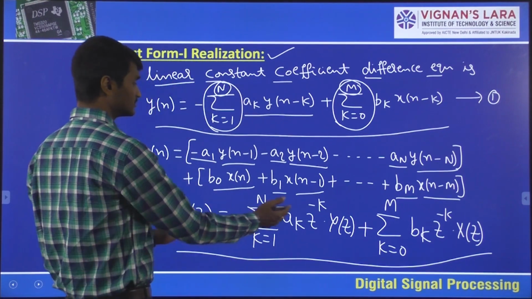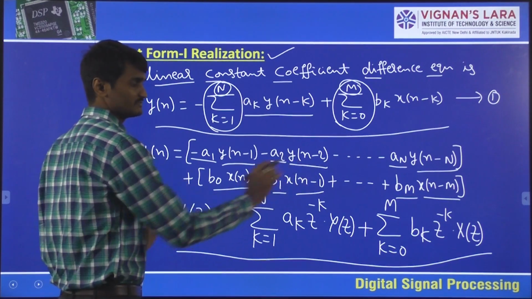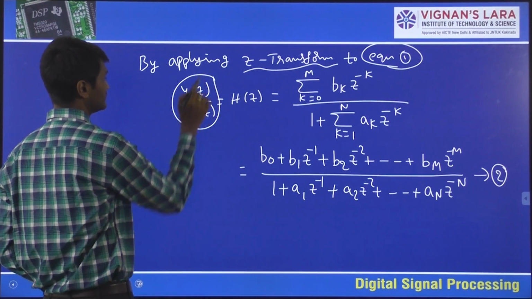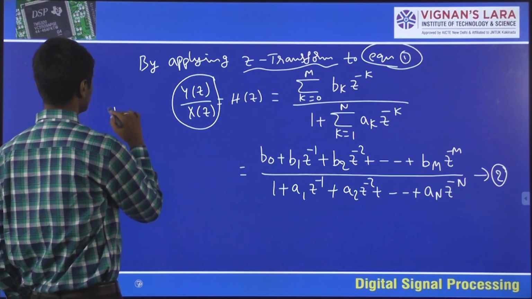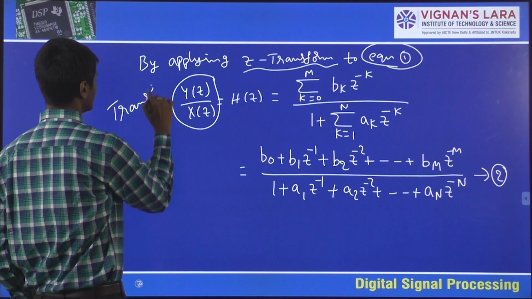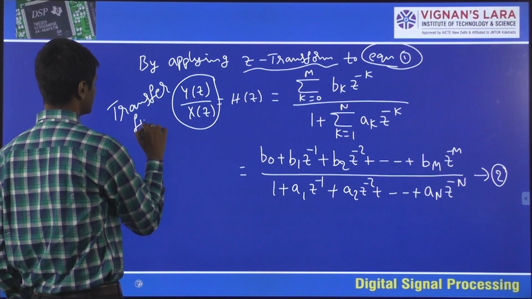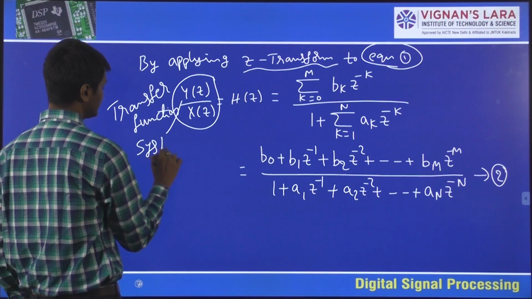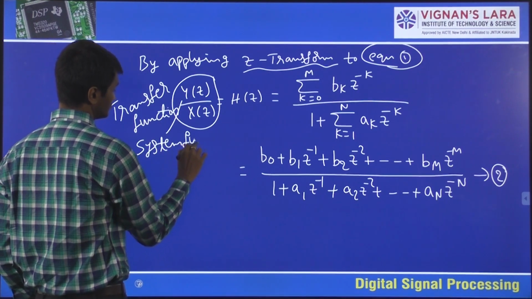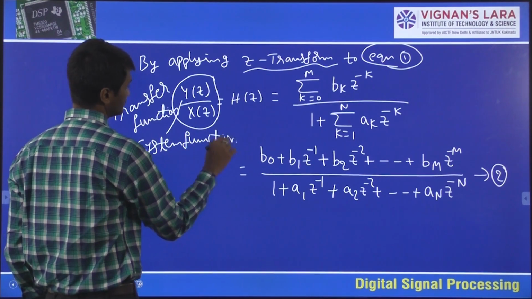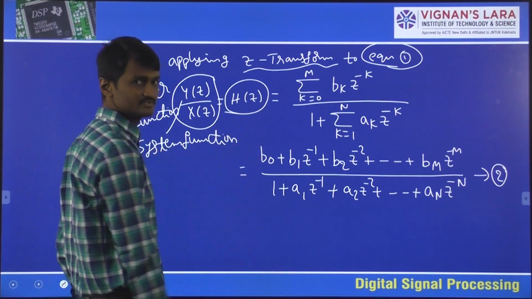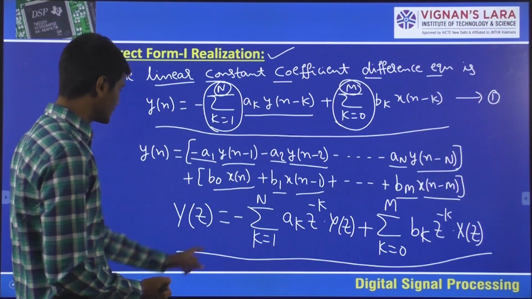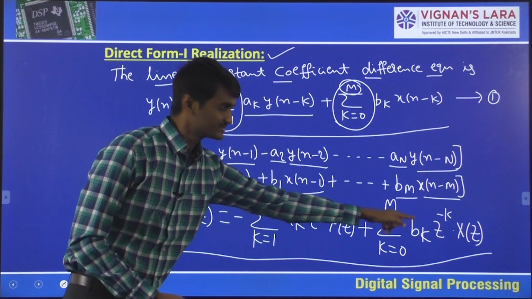Now we have to separate the Y of z terms and X of z terms. Then we can write Y of z by X of z, that is the transfer function or system function. We know that it can be represented as H of z. So Y of z by X of z is equal to H of z. See here, the Y of z and X of z terms are there.